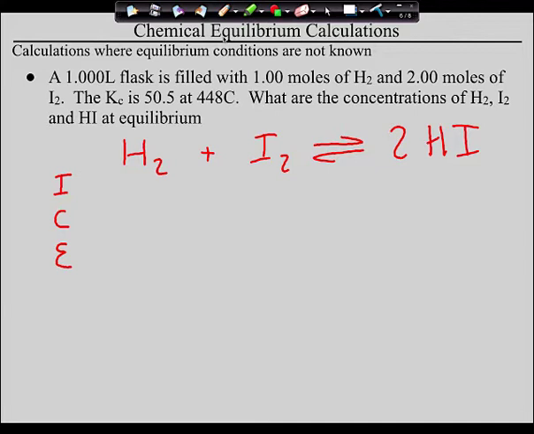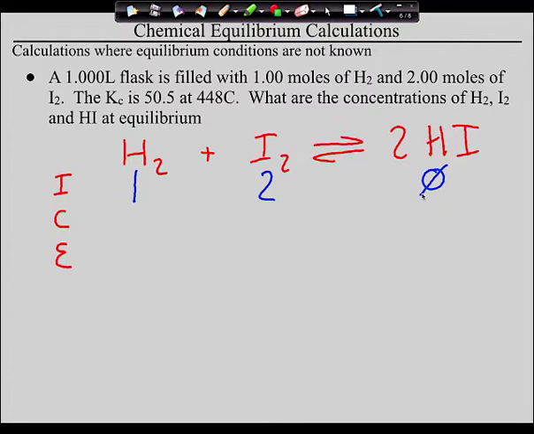What do we know? What information can we dig out of this problem that we can put in the icebox? What do you got? We can find the molarity of the hydrogen and the iodine. Because I wrote this problem, I decided to use beautiful whole numbers. So I'm not even going to show the calculation. 1 mole of hydrogen, 1 liter flask, what's the molarity? 1. 2 moles, 1 liter flask, what's the molarity? Where does it go? Are those initial, final, or change? 1 and 2. Now let's talk. What is the initial concentration of HI? It's still 0.